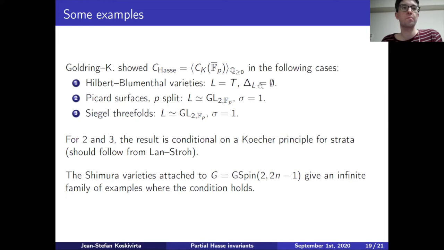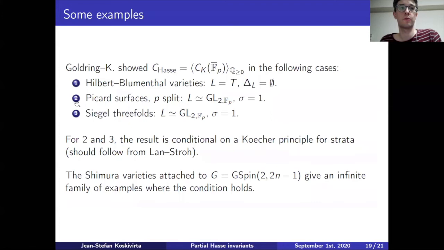Picard surfaces. This is the case where G is a unitary group, signature 2-1 at infinity, and P is a split prime. If we look at the mod P reduction, then L is isomorphic to GL2 over FP, sigma, the action of Frobenius, is trivial, and so is the action of minus W0L on delta L. So here the condition holds. And so again, we prove that the stronger equality holds also in this case, and similarly for the Siegel threefold. This is the case when G is the group GSp4. Also here the condition holds.